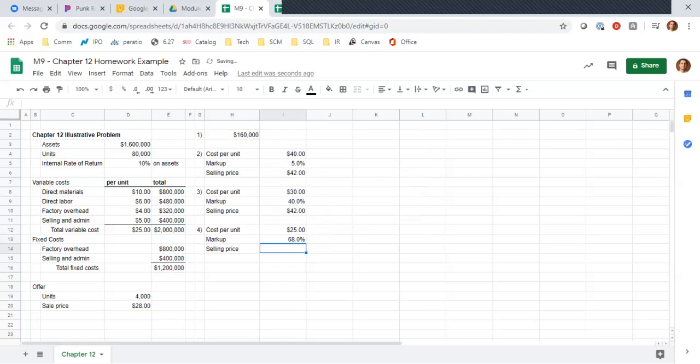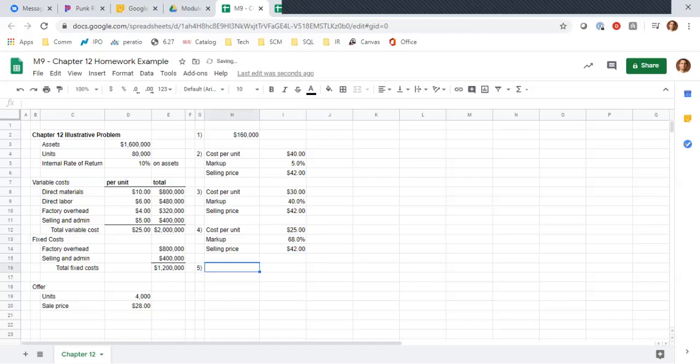Okay, that gives us a markup of 68%. So to figure out the markup in dollar terms, it's just going to be our cost per unit multiplied by our markup. So it's a $17 markup. And again, we're going to add that to our cost per unit, and we get $42.